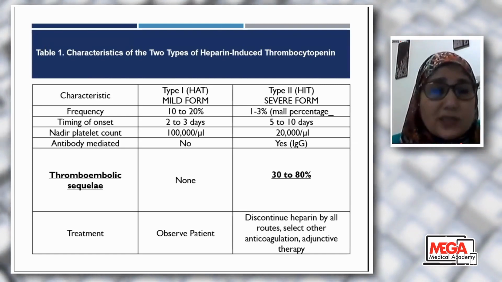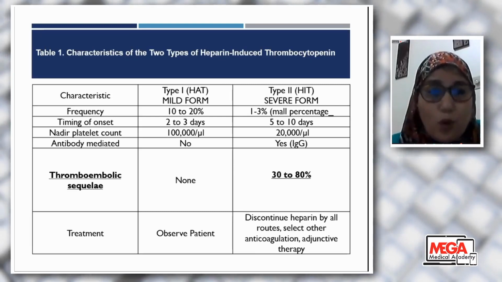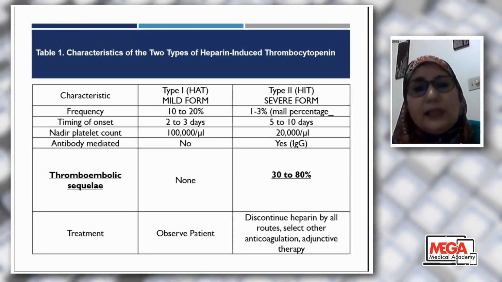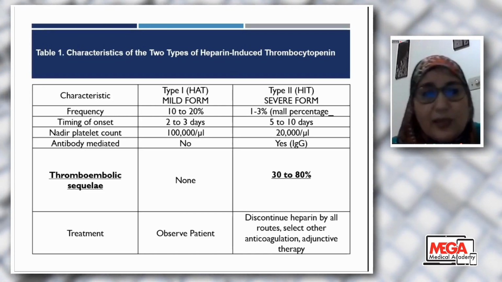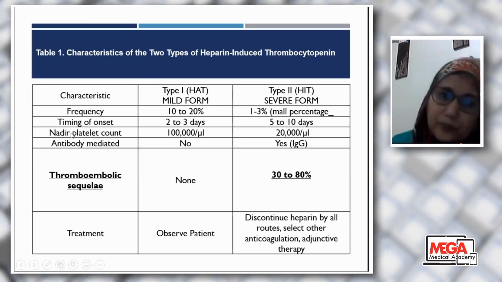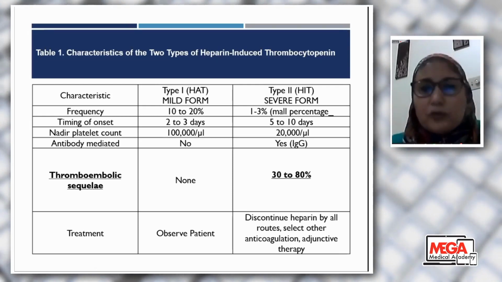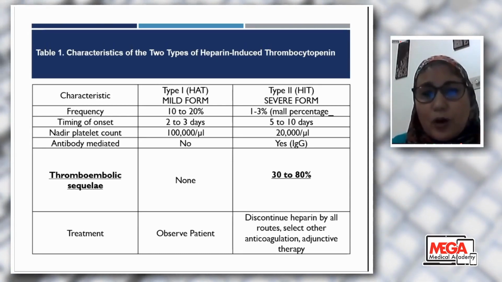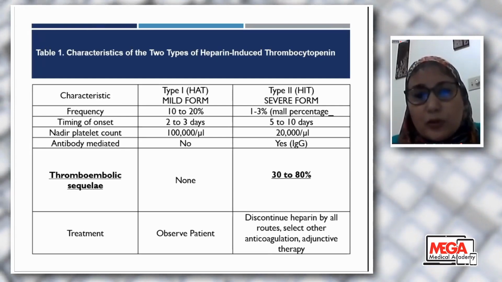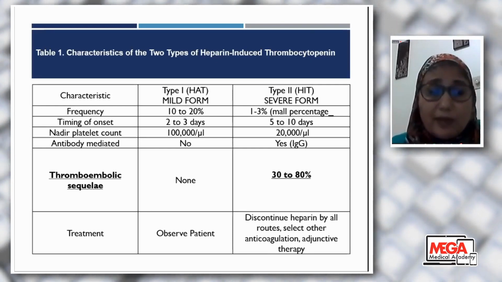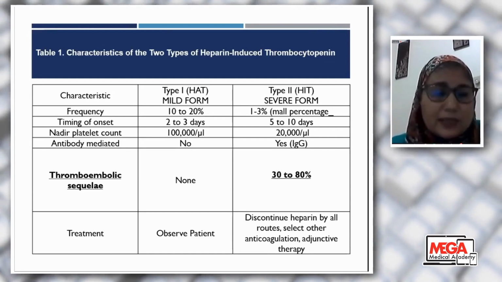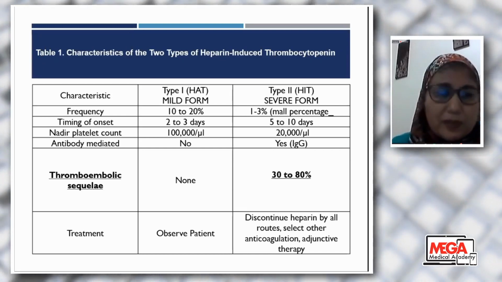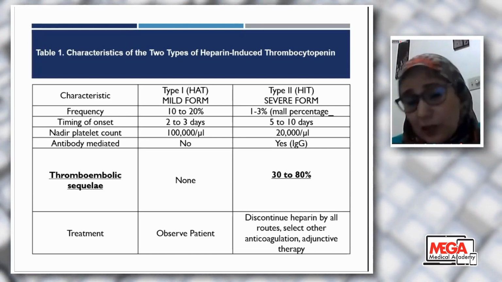The lowest decrease in the platelet count in type 1 is 100,000, while the other type, it's mainly in the range of 60, never below 20. This is the lowest figure. Antibody mediated for type 1, no. For type 2, yes, it's IgG related. For the thromboembolic sequelae, it doesn't occur in type 1, but it occurs in type 2, 30 to 80%. So treatment for it will differ greatly, because the first one is mild, non-immune, self-limited, spontaneous remission. It needs no treatment, only observe your patient, the observation by the platelet count and clinical.